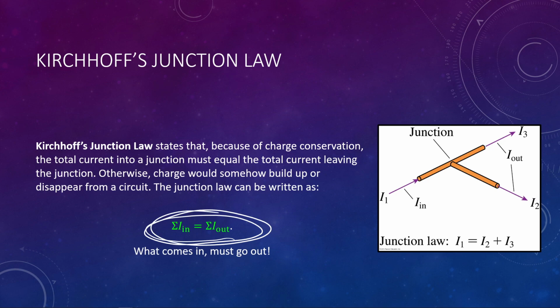Mathematically, we write that as the sum in equals the sum out, where capital sigma represents the sum. For the picture on the right, you can see the equation applied. Current 1 is coming in. That has to equal the total current going out, 2 plus 3. What comes in must equal what goes out. Pretty simple, I think, overall. You can, of course, make this complicated if you have some really bizarre, complex circuit. But if you take it one junction at a time, it's very straightforward.